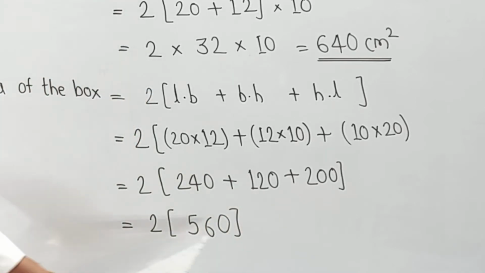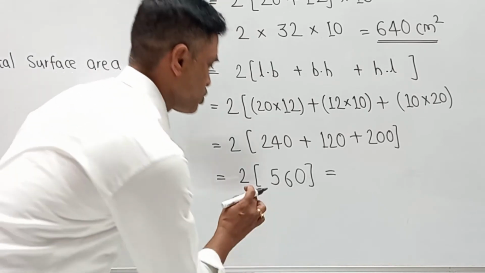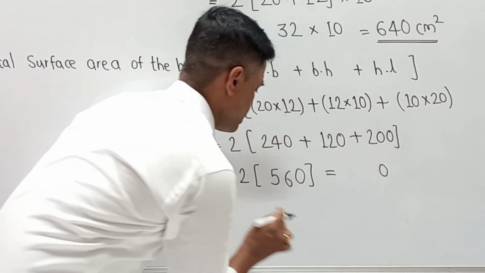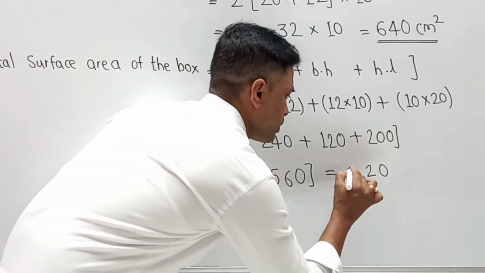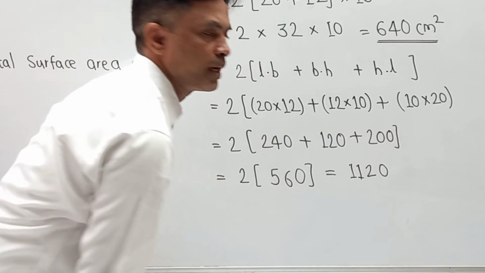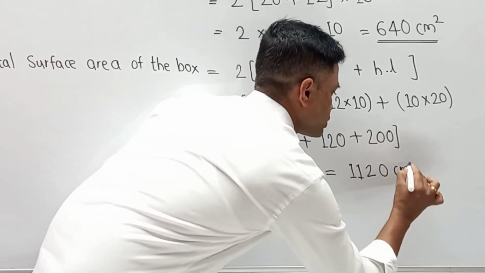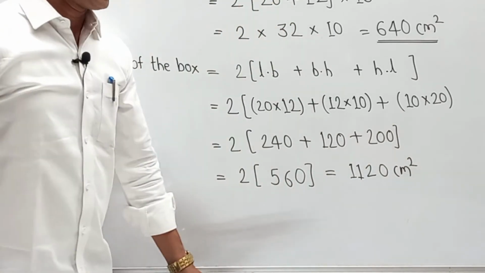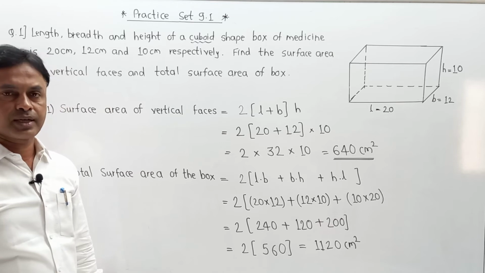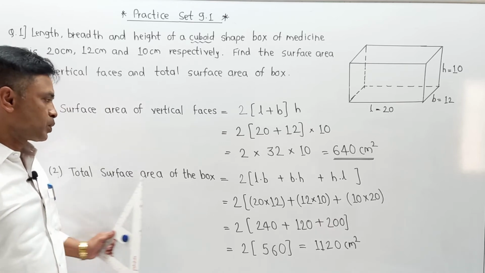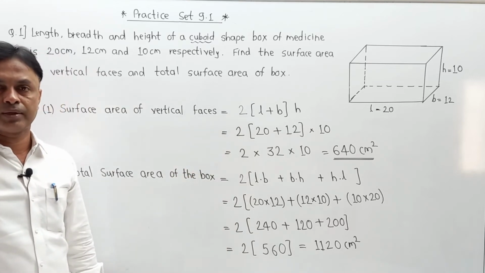Now again 2 into 560. So it becomes 2 into 0, 0. 2 into 6, 12, carry 1. 2 into 5, 10, plus 1, 11. So it becomes 1120. And surface area, so square centimeter, and that is nothing but our second answer, that is 1120 square centimeter. That is nothing but total surface area of a box. And in this way we can complete the numerical.